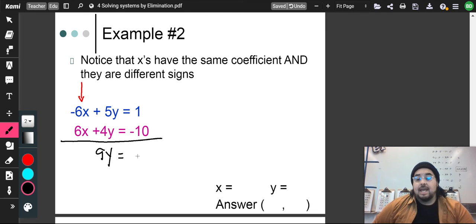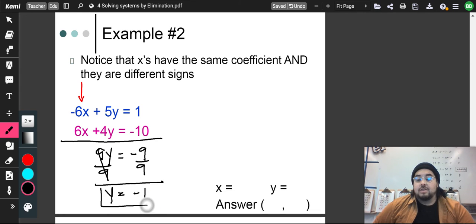1 take away 10 is going to give us negative 9 because 10 is bigger. And then I'm going to divide both sides by 9. So y equals negative 9 divided by positive 9 is negative 1. And that is our value for y. So I can go ahead and enter that into the answer for the ordered pair, negative 1.